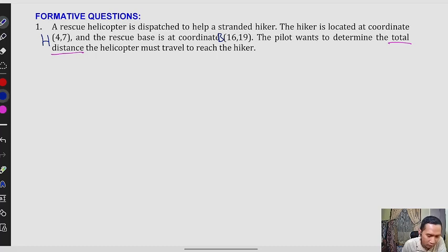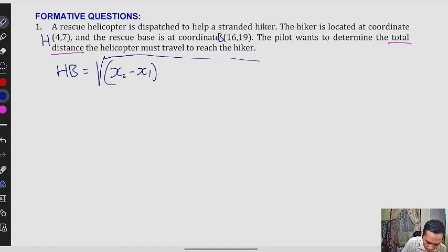So referring to the formula for finding the distance, we have 2 points in here, H and B. So we are going to find the total distance the helicopter must travel to reach the hikers. So the helicopter goes from the base to get the hikers. The distance from H to B or B to H are the same, so it doesn't matter. The answer will be the same. HB or BH, up to you. So let's find the distance between H and B. The formula is the square root of x2 minus x1 squared plus y2 minus y1 squared.